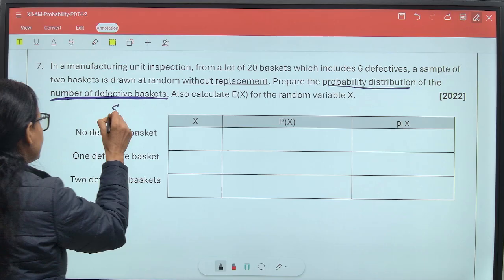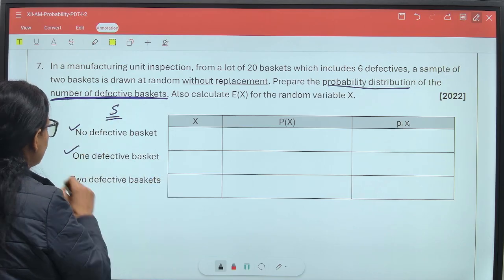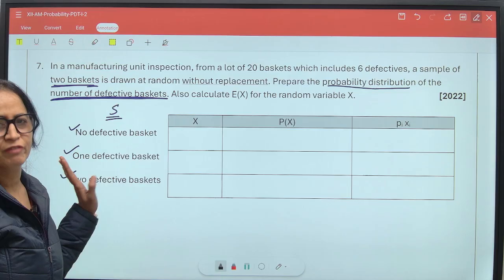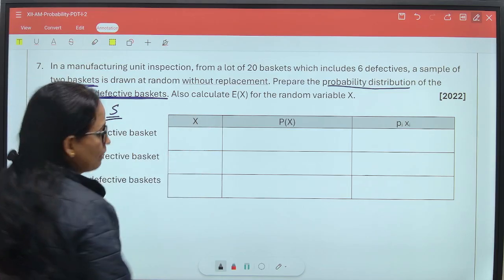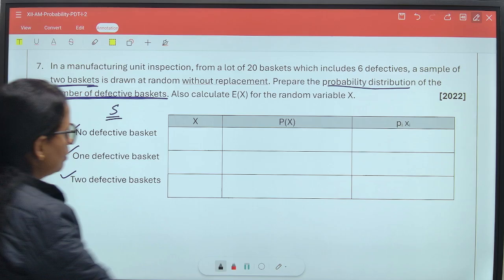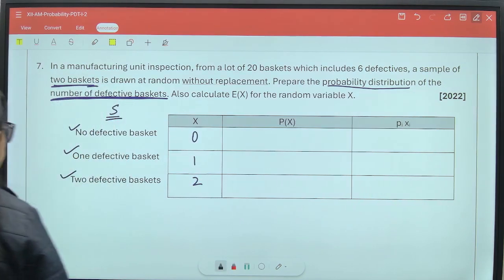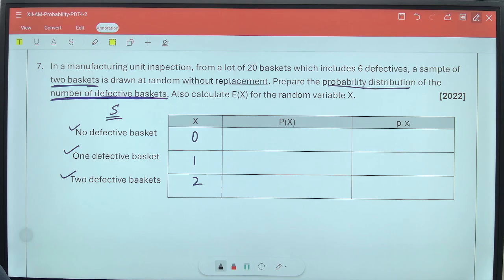So you need to prepare the probability distribution of number of defective baskets. What is the sample space here? Either you get no defective basket, one defective basket, or two, because you are picking up two baskets. So at most there can be two defective baskets. What would be the values of the random variable? When there is no defective basket, the value of this random variable is going to be 0. Here it is 1, here it is 2. Now what is the probability of getting no defective basket? How do we find this probability?